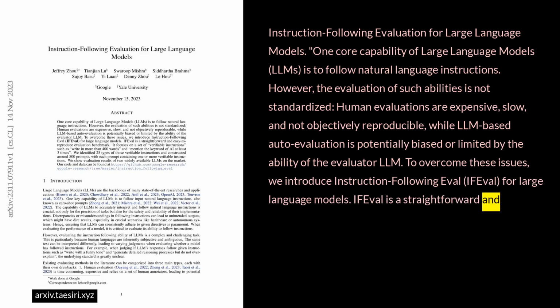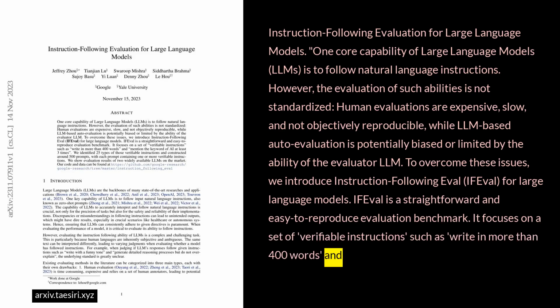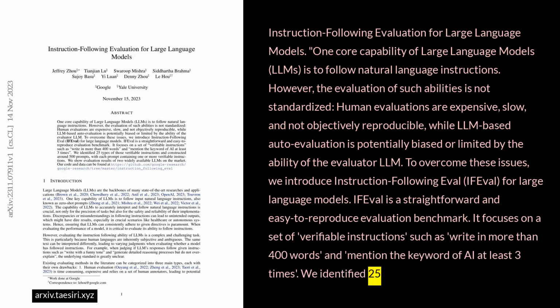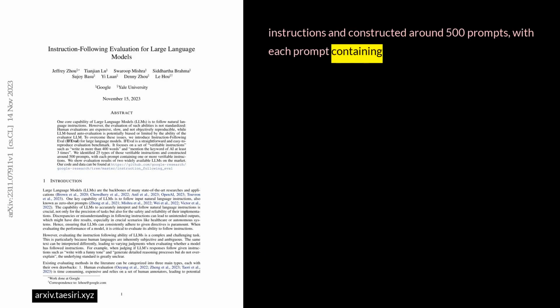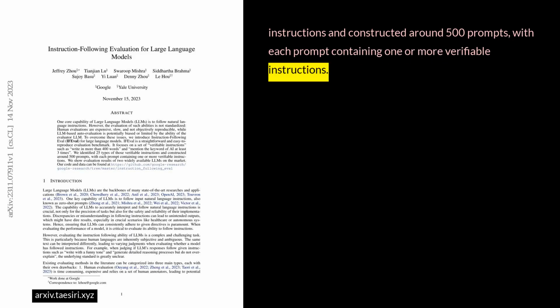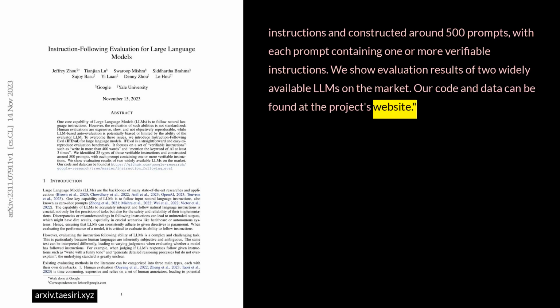IFEval is a straightforward and easy-to-reproduce evaluation benchmark. It focuses on a set of verifiable instructions such as write in more than 400 words and mention the keyword of AI at least 3 times. We identified 25 types of those verifiable instructions and constructed around 500 prompts, with each prompt containing one or more verifiable instructions. We show evaluation results of 2 widely available LLMs on the market. Our code and data can be found at the project's website.